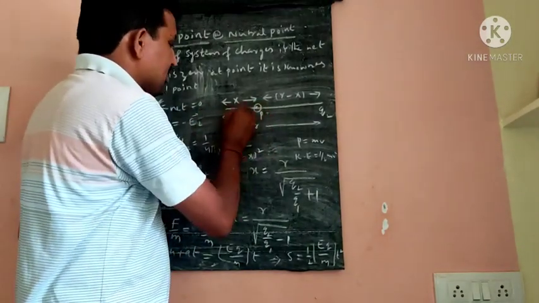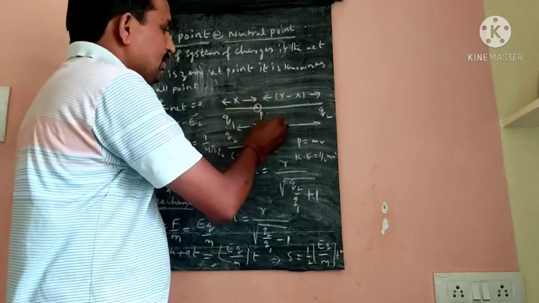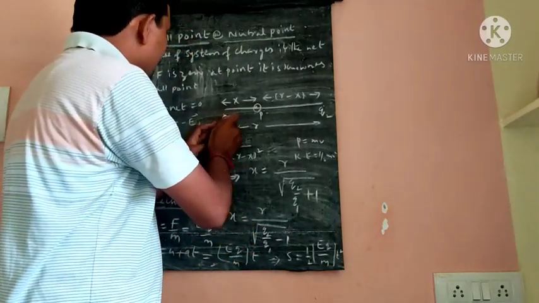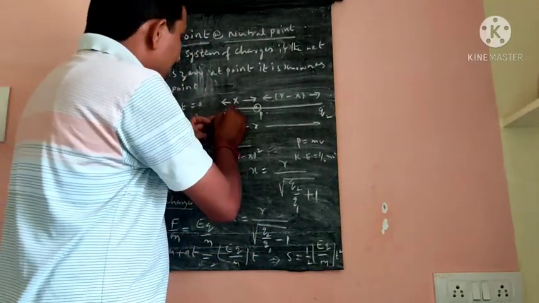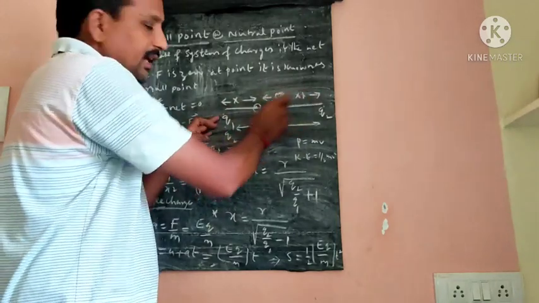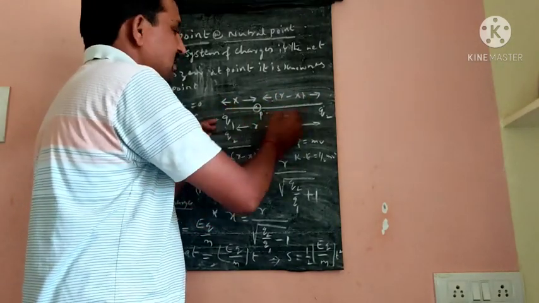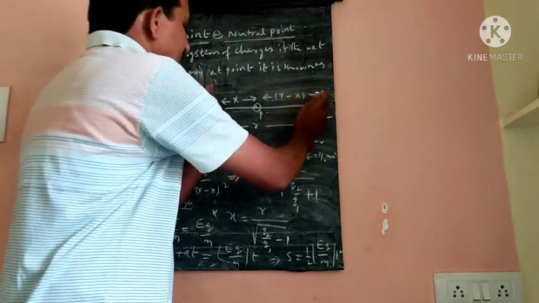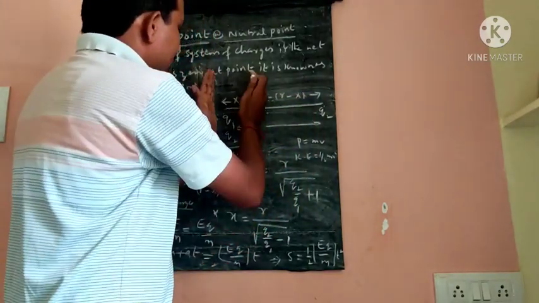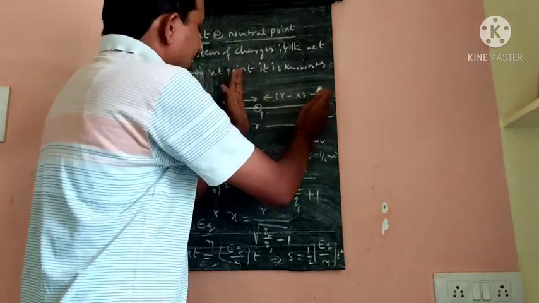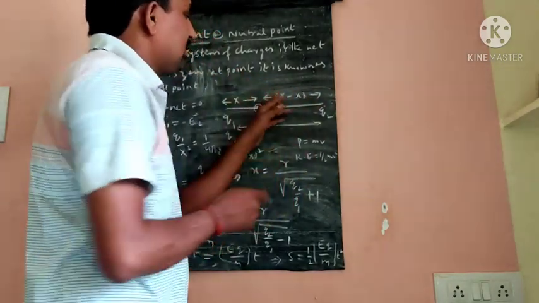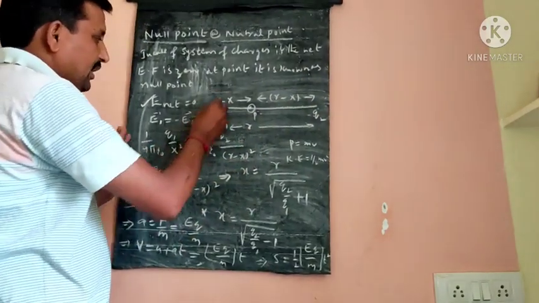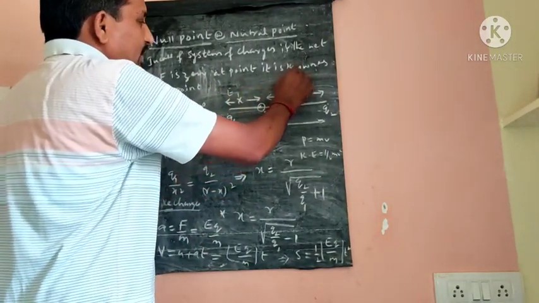The distance between Q1 and P is x, and the distance between P and Q2 is r minus x. Here we are taking like charges. We are taking like charges. The distance between these two is r. The distance between Q1 and P is x, and the distance between P and Q2 is r minus x. So here the electric field is E1, here the electric field is E2.